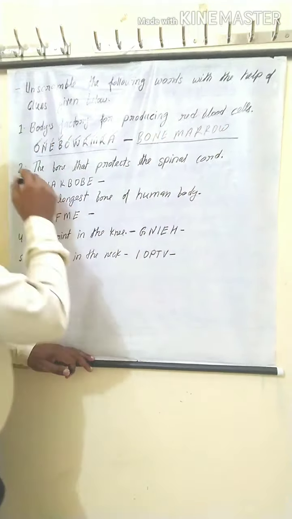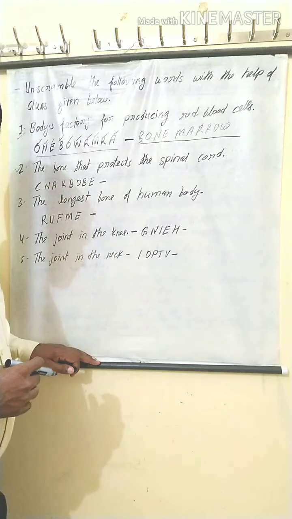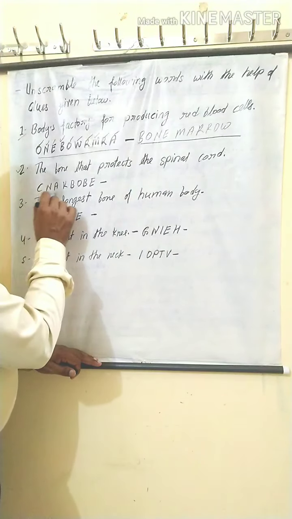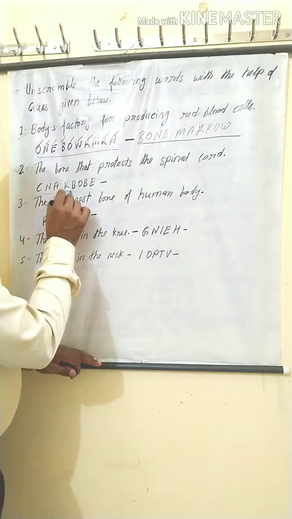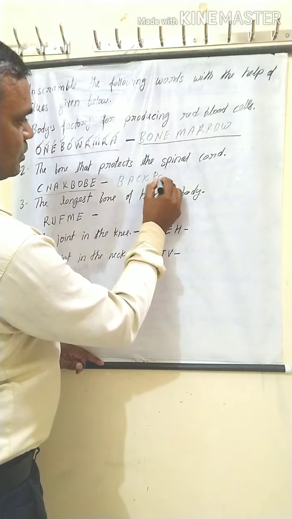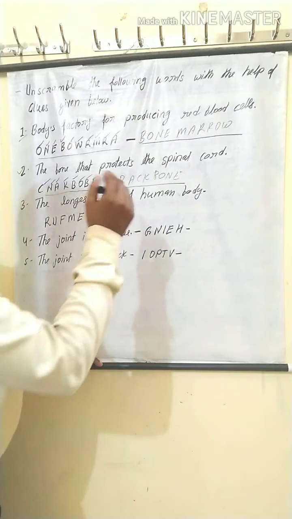Next, second number, the bone that protects the spinal cord. Which bone protects the spinal cord? And you know that the spinal cord is also a delicate organ. The scrambled word given is K B O B E C N A, C A B K B O N E: backbone. Bone that protects the spinal cord: backbone.